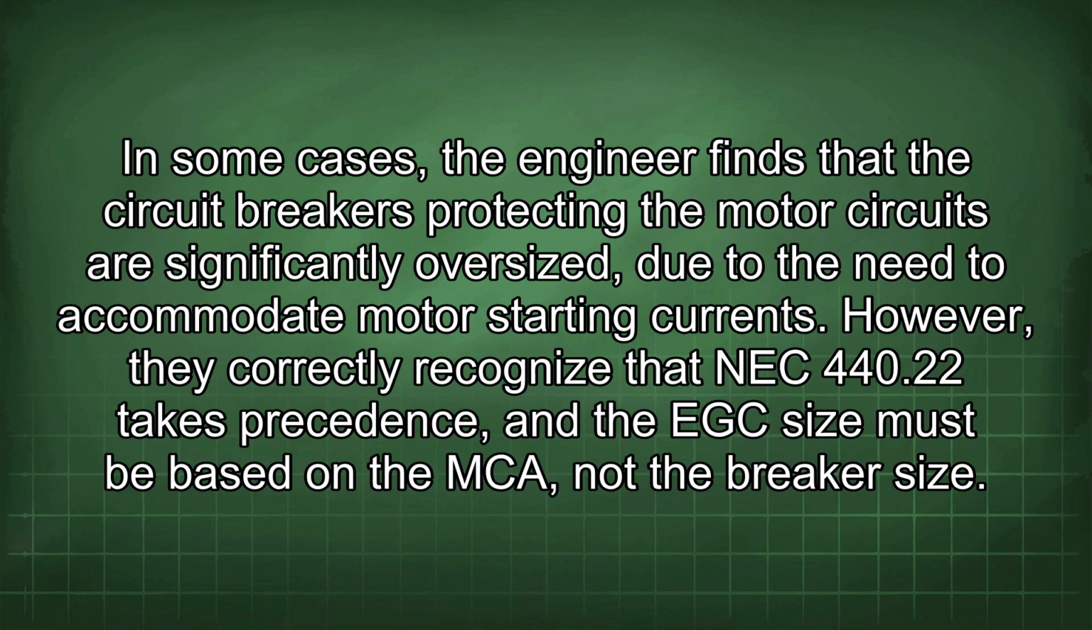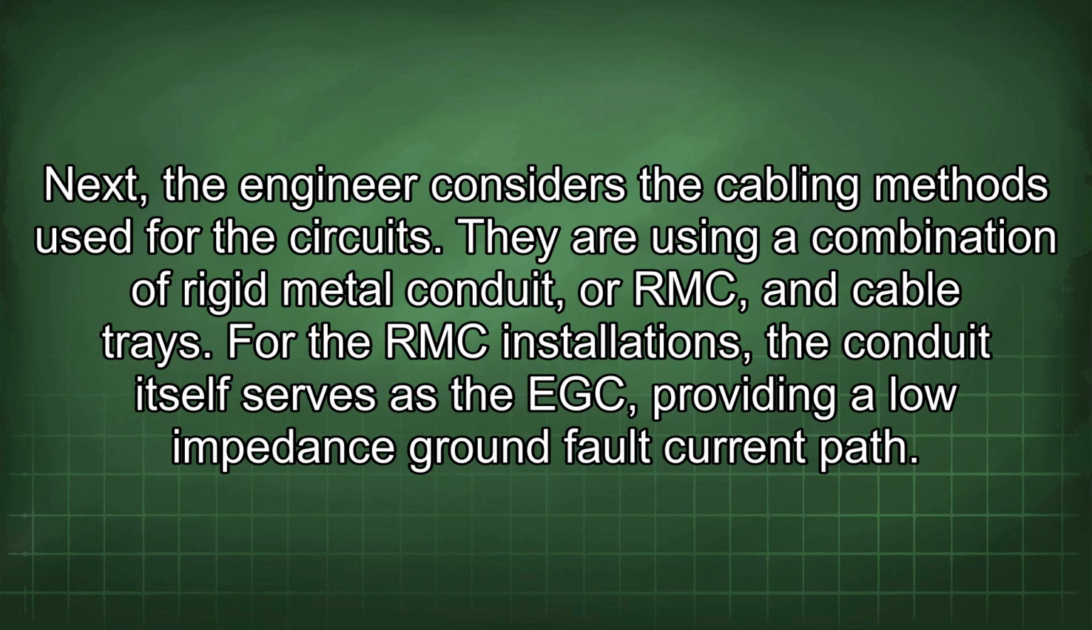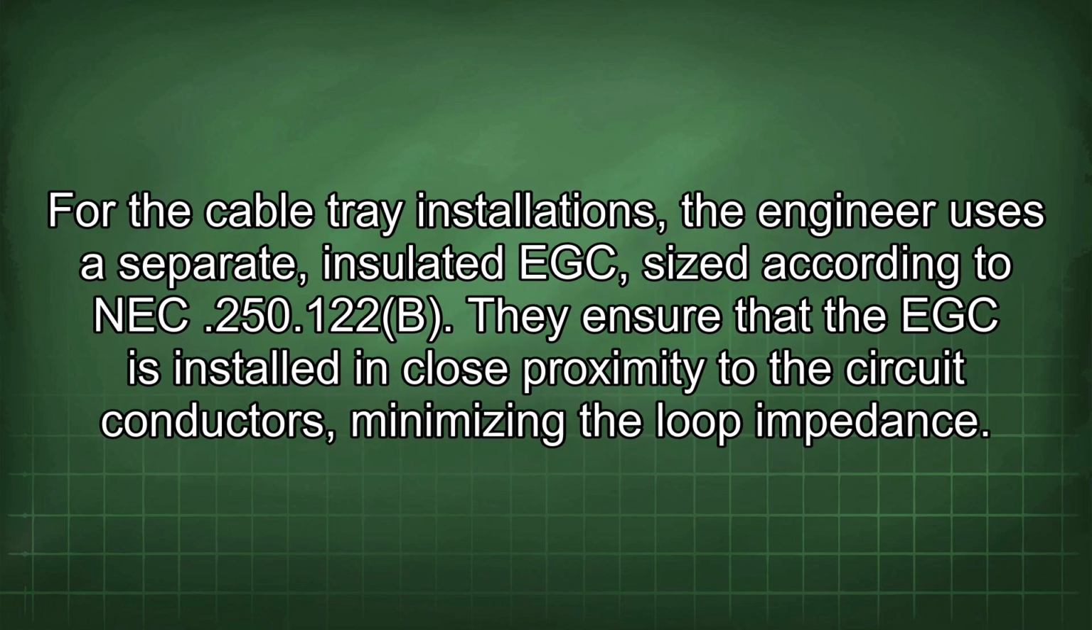the breaker size. Next, the engineer considers the cabling methods used for the circuits. They are using a combination of rigid metal conduit, or RMC, and cable trays. For the RMC installations, the conduit itself serves as the EGC, providing a low impedance ground fault current path. For the cable tray installations, the engineer uses a separate, insulated EGC sized according to NEC 250.122(B). They ensure that the EGC is installed in close proximity to the circuit conductors, minimizing the loop impedance.